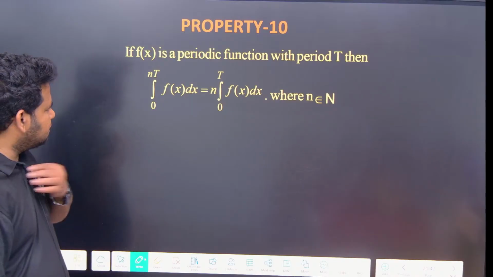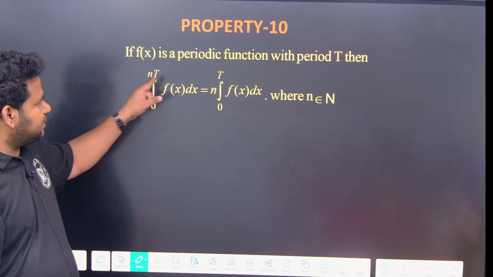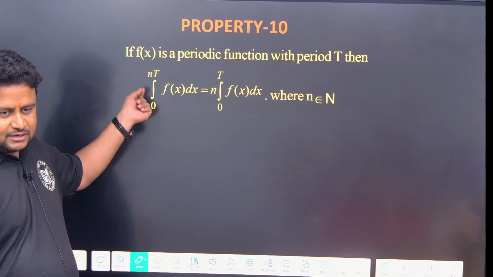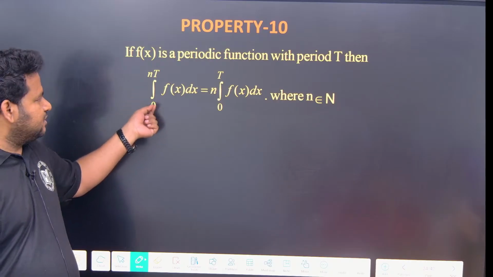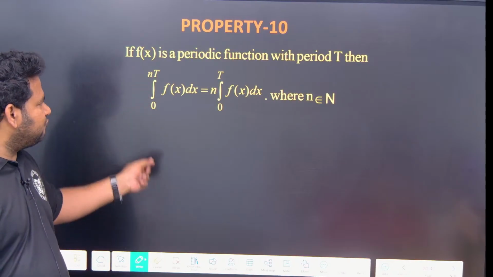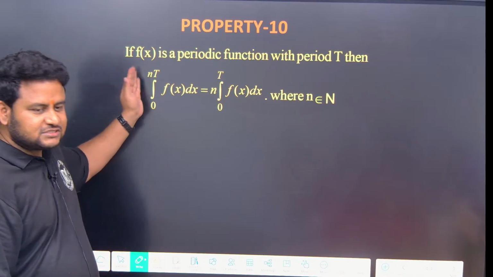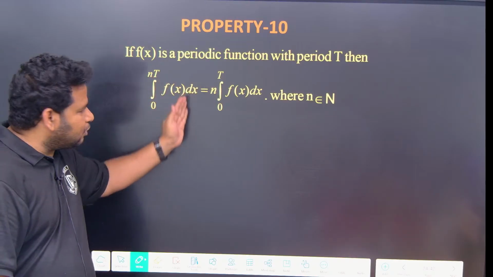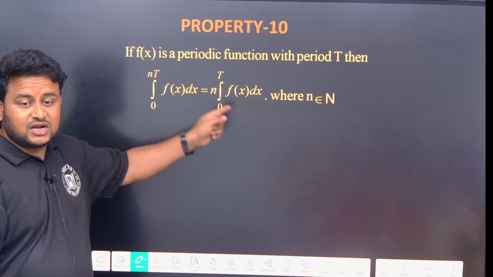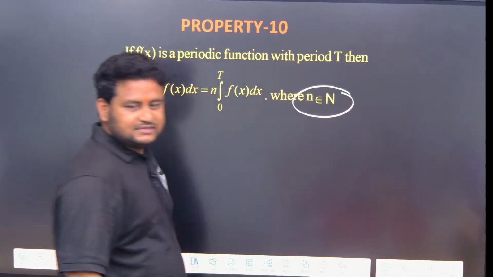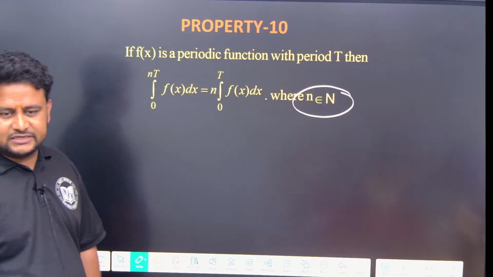I am always ready. So, if f is a periodic function with period T, then the integral from 0 to nT of f of x dx, not pi, it is 0 to n times T. How much is the period? 5T, 6T, 7T, whatever value is there, it will come down. Here n is a natural number, it is not a real number. Please make a note: n is a natural number.